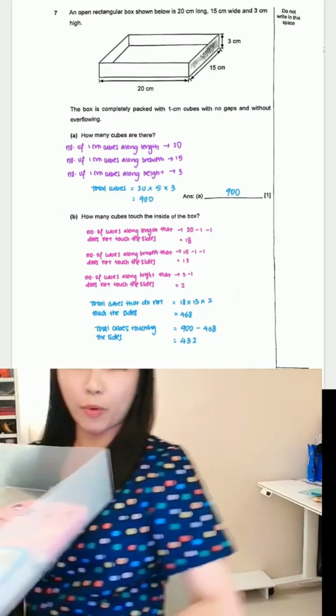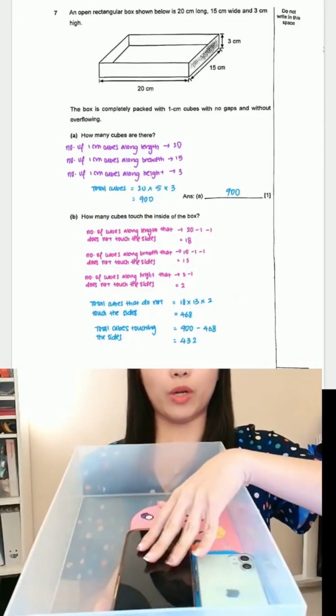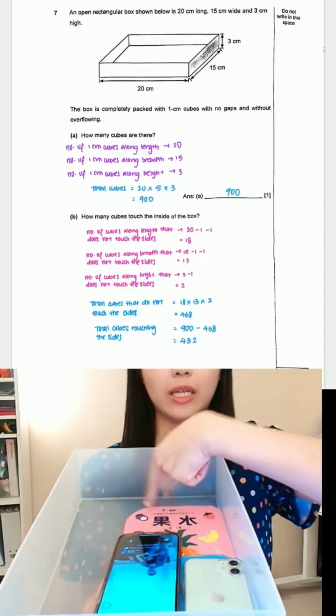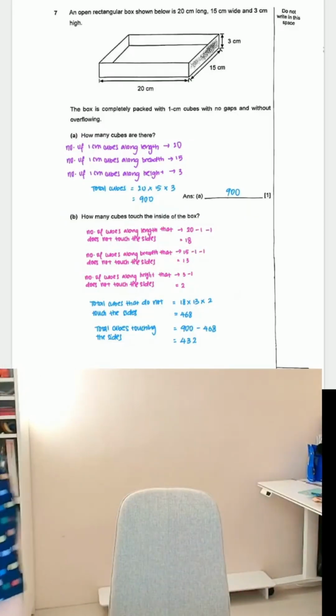However, if let's say I put another one, okay, let's say I put here. This is not touching any side of the box if I put it like this. It didn't touch here, it didn't touch here, it didn't touch here, it didn't touch the bottom. Why? Because the bottom now I'm using another book beneath it. So that's what it means by touching.